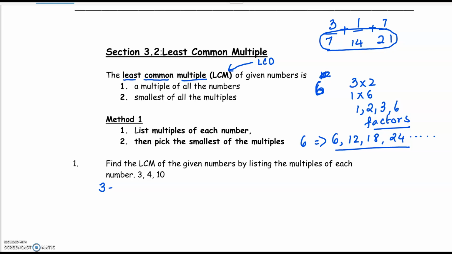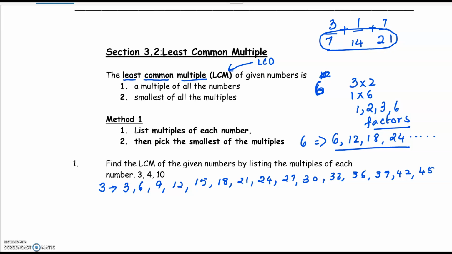So let's first write down multiples of 3. 3 times 1 is 3, 3 times 2 is 6, 3 times 3 is 9, 3 times 4 is 12, 3 times 5 is 15, 18, 21, 24, 27, 30, 33, 36, 39, 42, 45, 48, 51, 54, 57, 60.